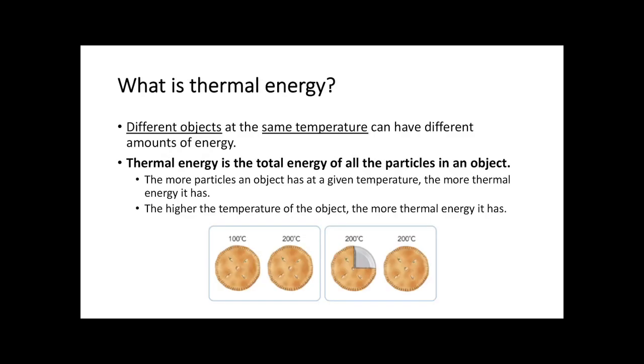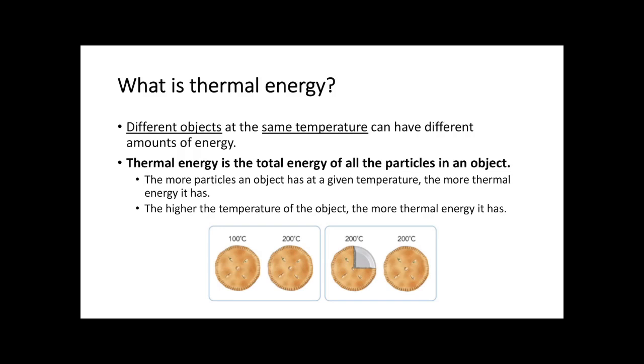What is thermal energy? Thermal energy differs from temperature in that it is the total energy of all the particles in an object. It tells us that the more particles an object has at a given temperature, the more thermal energy it is going to have. This also means that the higher the temperature of the object, the more thermal energy it has, even if it has the same amount of particles as another object.